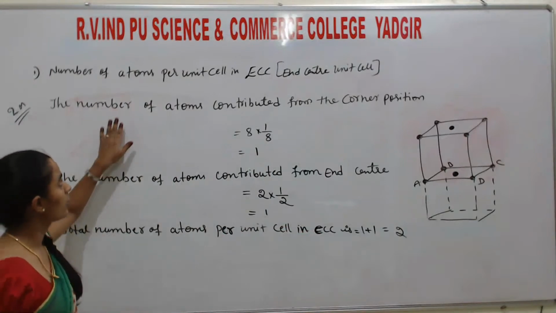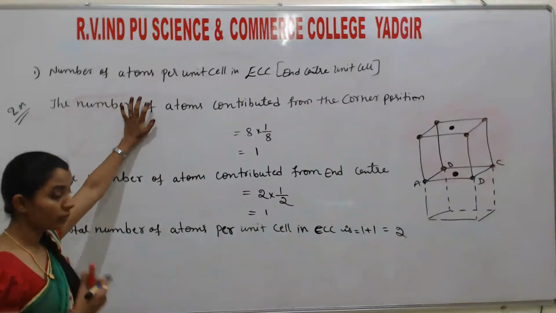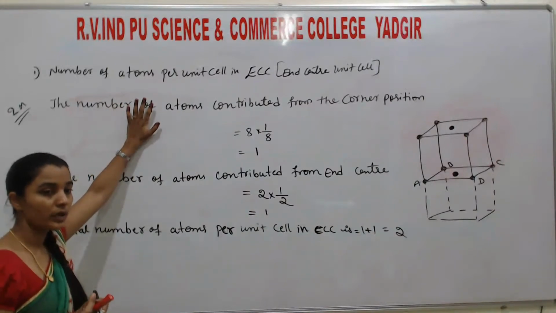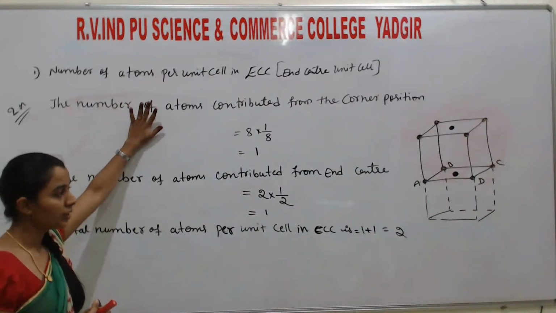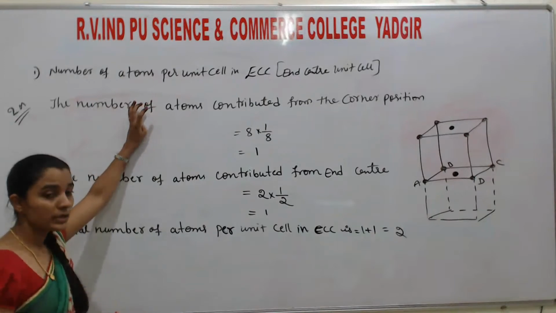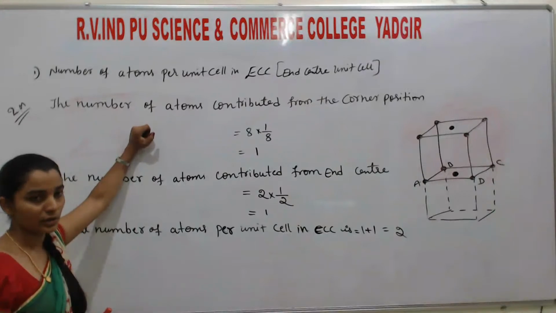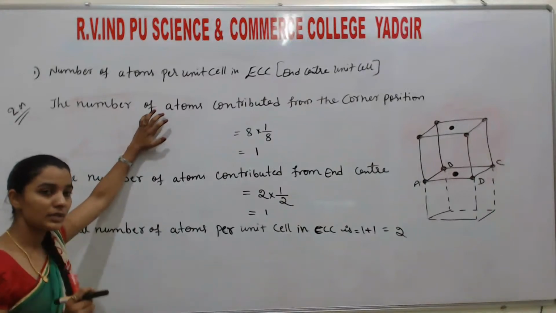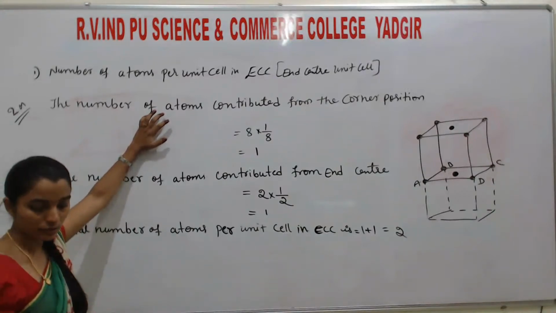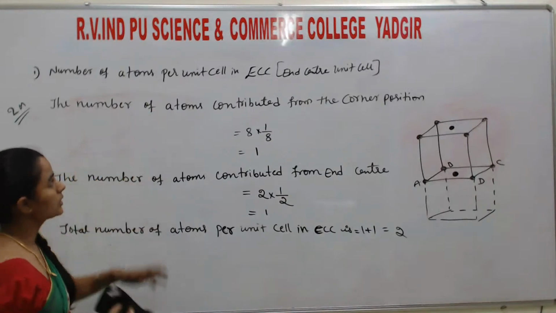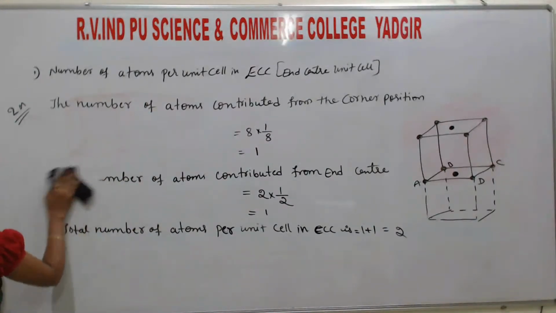Okay? So this is all about how to calculate the number of atoms per unit cell. Only that BCC, FCC and SCC are important. ECC is an exception. Most important is BCC and FCC. Understood? Okay? This is all about the unit cells.